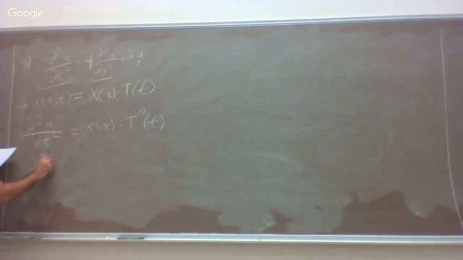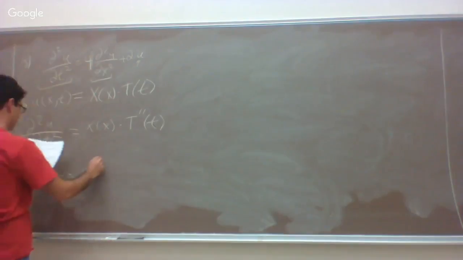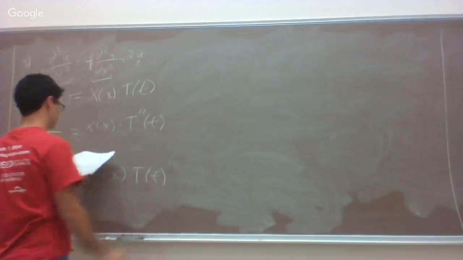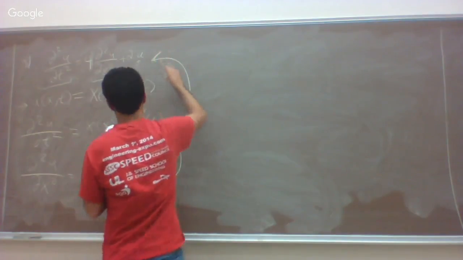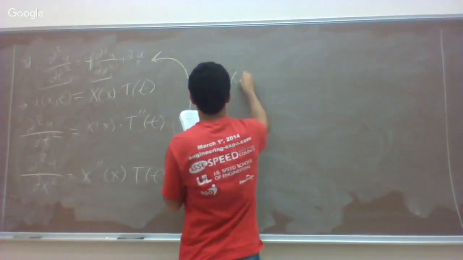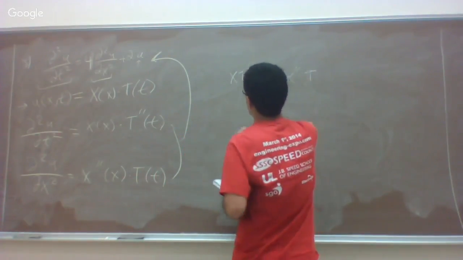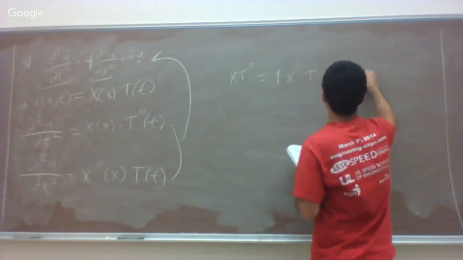For d squared u with respect to partial of x squared, what will it be? Anyone want to say it? X double prime of x times T of t. Yep, so X double prime of x times T of t. So now we have those two. We plug those up here so that I have X T double prime equal to 4 times X double prime times T plus 2 times X times T.